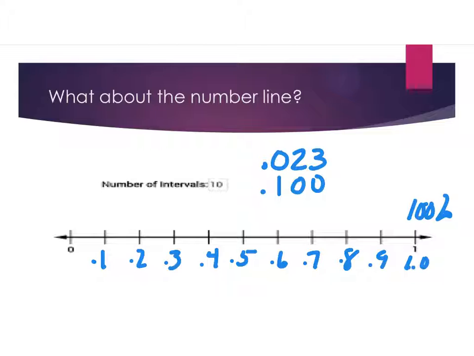Now, which one's bigger? Let's look at the money. Here we are looking at the money, and I'm just going to erase this for a second. Which one's bigger? The 0.10. So the 0.023, which is our original problem, has to go before 0.10. So here's 0.023. So compare it.